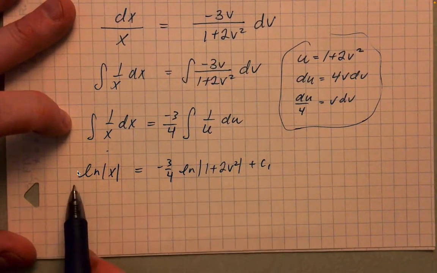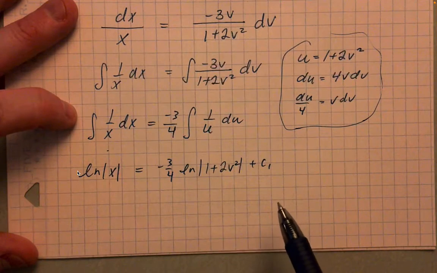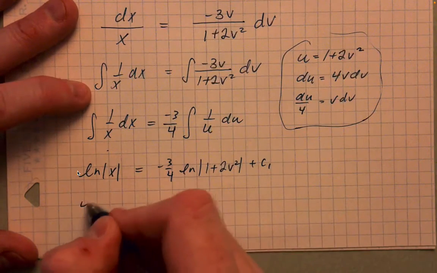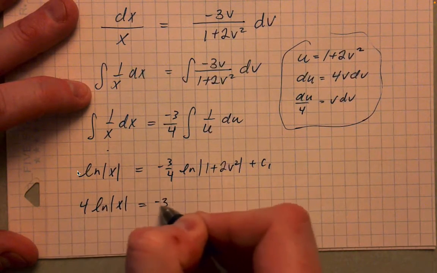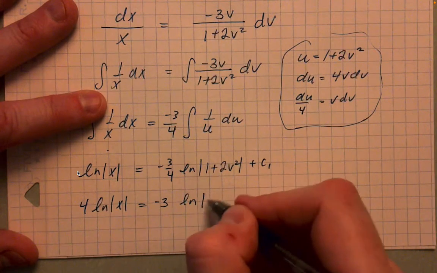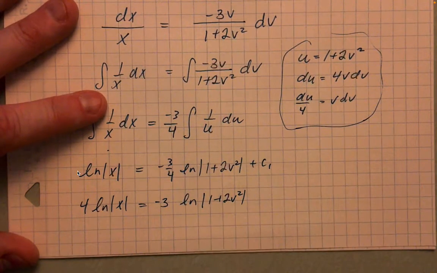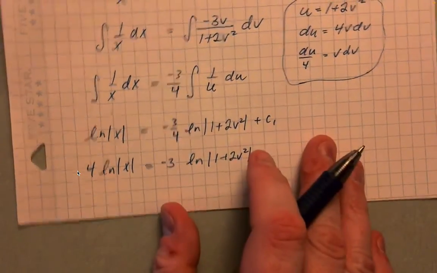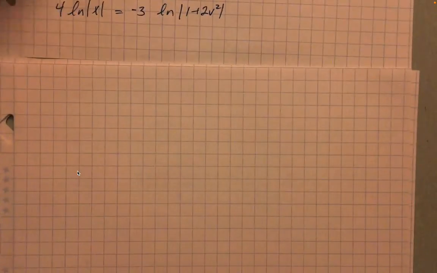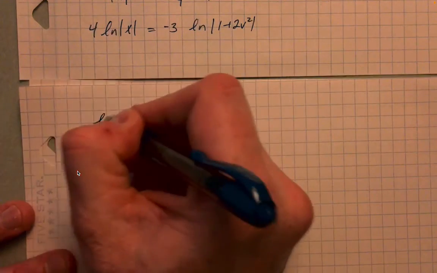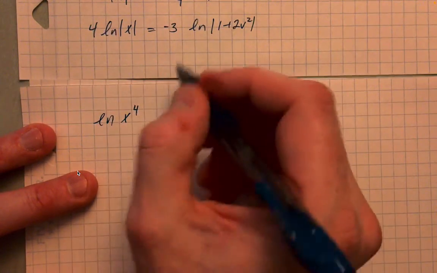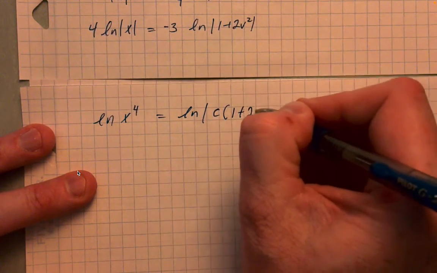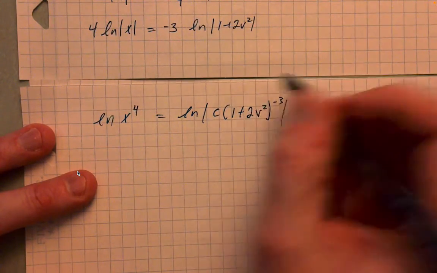All right, so let's see if we can work this out. So multiply through everything by 4. Okay, like so. And then we get, I'll switch pages here, no problem. We'll just switch pages, and we get the natural log of x to the 4th is equal to the natural log of c times 1 plus 2v squared to the negative 3rd power, right? So kind of bringing some of these things together.